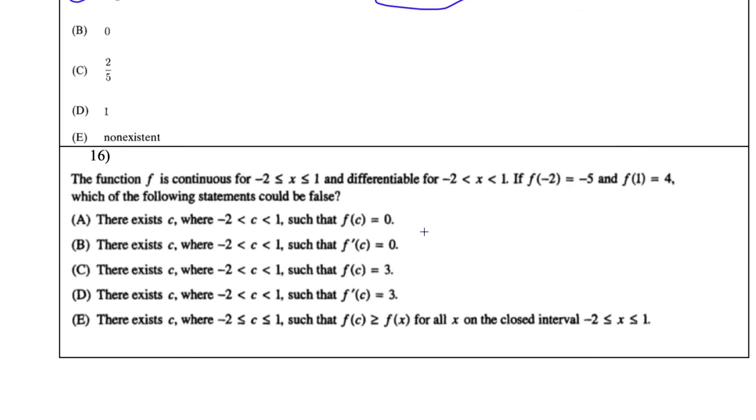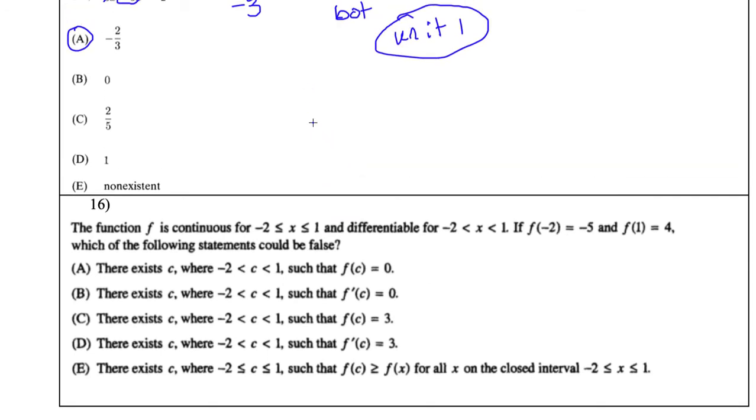Number 16. Again, a Unit 1 review, not revision. We know that it's continuous on the closed interval and it's differentiable. We have unlocked all three theorems, EVT, IVT, and MVT. So, which of the following statements could be false, which means most of them are true? All right, this is talking about height. Height is guaranteed by IVT. Is 0 in between negative 5 and 4? It is, so that is true by IVT.